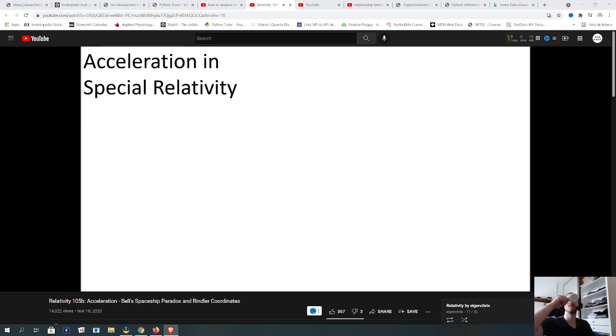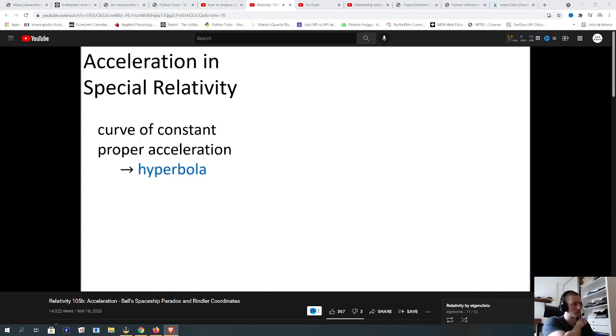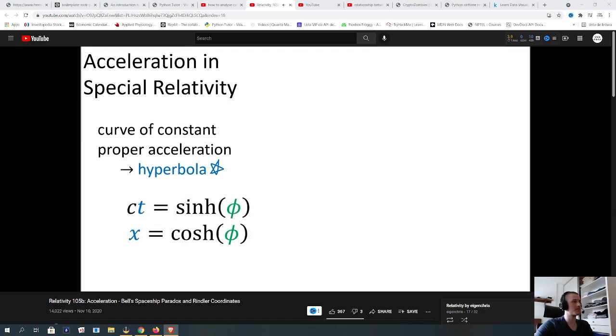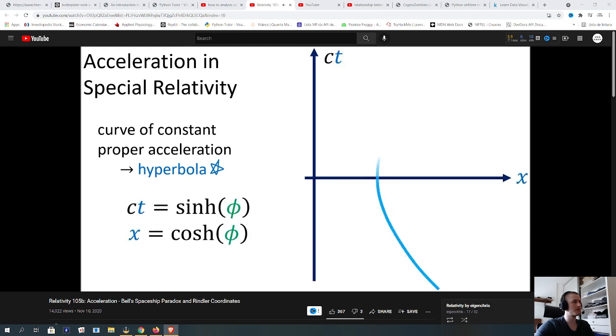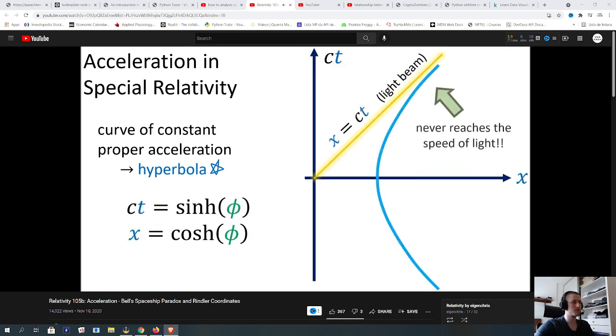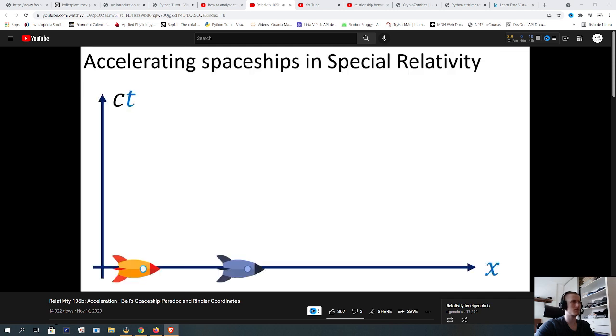Now let's consider accelerating spaceships in special relativity. Remember from the previous video, an object traveling with constant proper acceleration in special relativity travels on a hyperbolic curve, which approaches the speed of light but never reaches it. Let's again look at a pair of stationary spaceships that are some distance d apart.